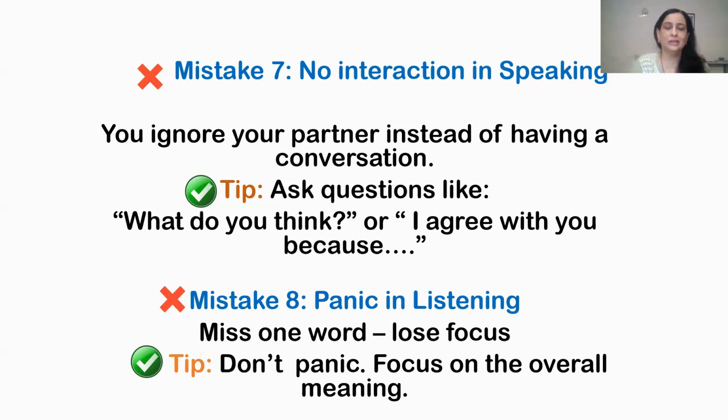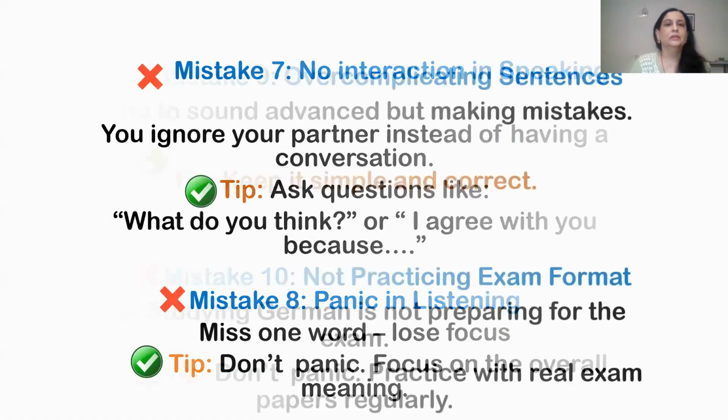Now, mistake 8, panic in listening. Suppose in the listening part you miss one word, then you lose focus. But this should not happen. The tip is don't panic. Focus on the overall meaning. Even if you miss one word, that is fine. But you have to focus on the overall meaning, right?